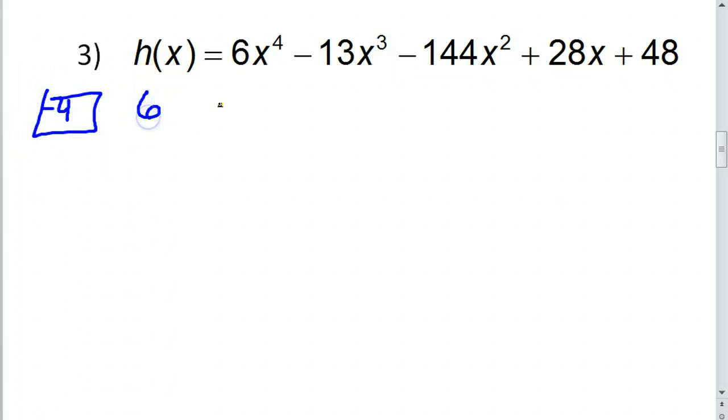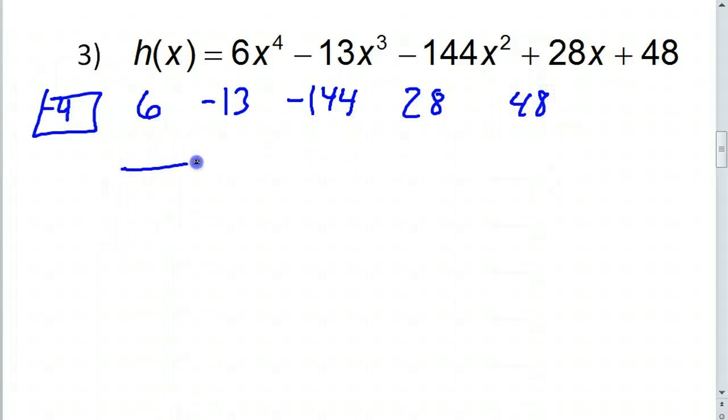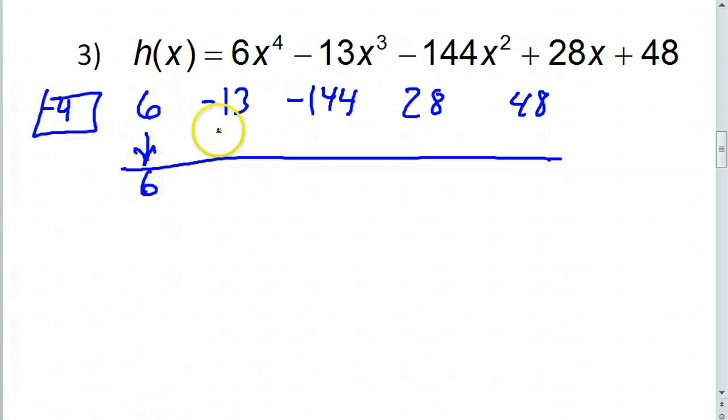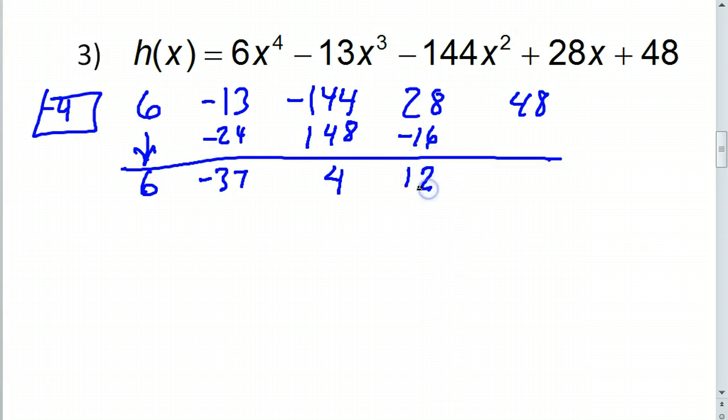All right, and I've got 6, -13, -144, 28, and 48. So that's -24, so that's -37. What's 4 times 37? 4 times 37 is 148. So that gives me 4. So that's -16. So that's 12. And so that's -48.